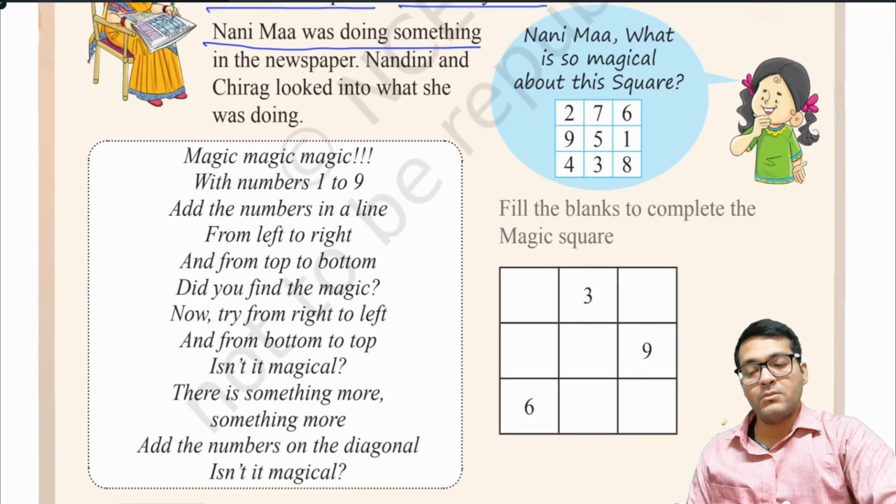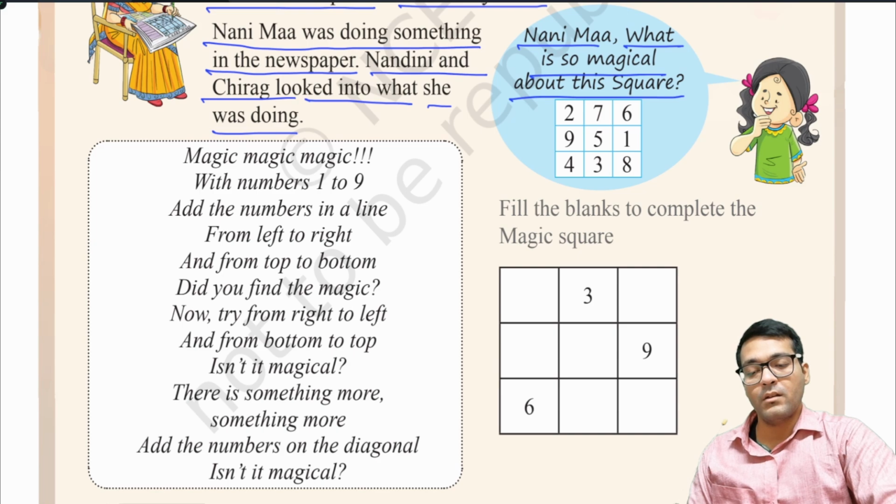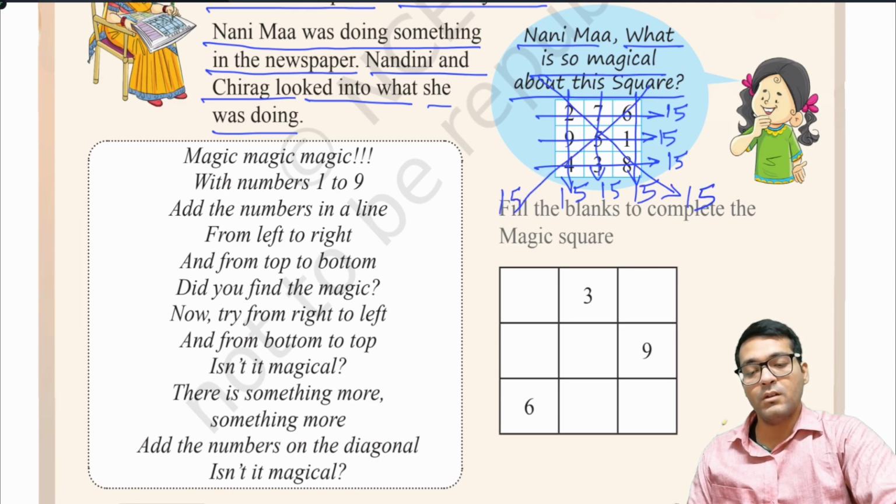Nani Maa was doing something in the newspaper. Nandini and Chirag looked into what she was doing. Nani Maa, what is so magical about this square? If you add these, you will get 15, then 15 here, then 15 here also. And upside down, you will also get 15, 15 and 15. And diagonally, you will also get 15 from one corner to another.